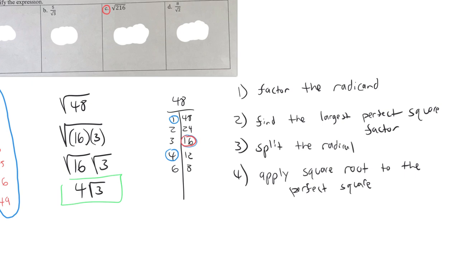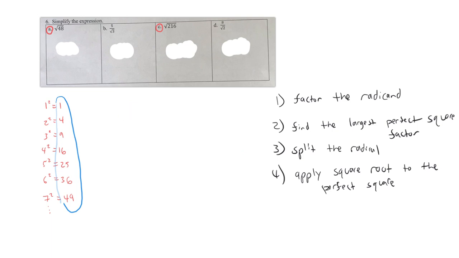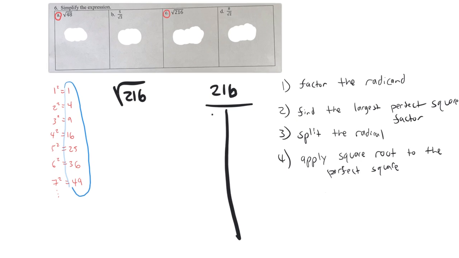So we're going to go ahead and take a similar approach to problem number 3. So step number 1, factoring the radicand. We have 216 here. So we'll put 216 here. We'll do the 2-column approach. We have 1 times 216. We have 2 times 108. 3 goes into it. 3 times 72. 4 should go into it.